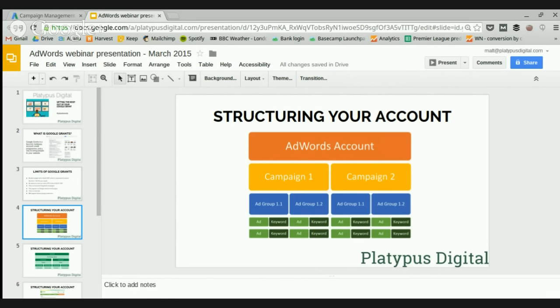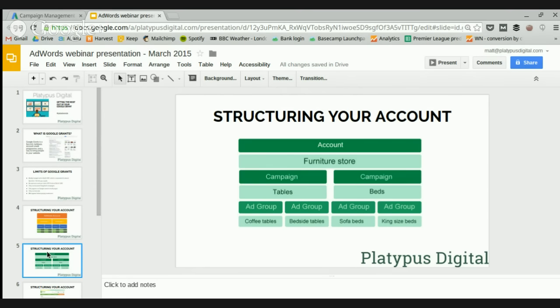So your account is structured into campaigns. Those are divided into ad groups, which are simply groups of ads and the keywords that trigger those ads. So here's an example. If you were running a furniture store, for example, your account would simply be the name of the furniture store. You might then divide your account into sub-campaigns based on what you actually sell.